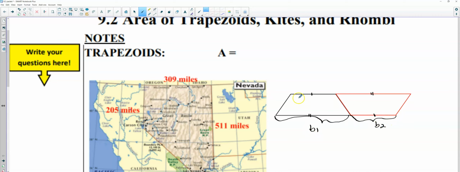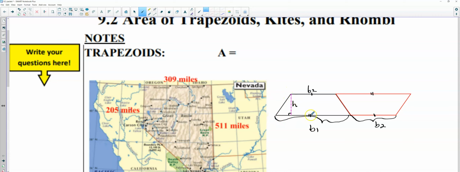Where else do you see base 2? Well, you see it here. Base 2. Now, we take that times the height. The height is perpendicular to the base. So the height would be this, and remember that it has to be perpendicular. I'm going to denote perpendicular with a right angle. So this would be the height.